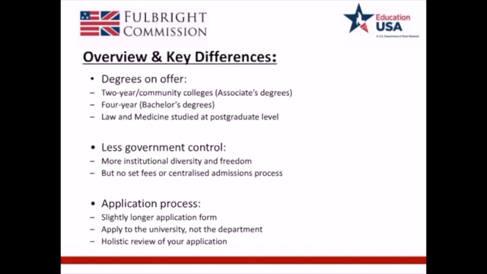It's also important to note several other key differences between the US and the UK. There are no government set fees, and there's no centralized admissions process like UCAS. And this does add to the challenge of researching applying to US universities. However, it also means US universities have the freedom to specialize as they wish and have a really individual identity. It's also important to note that you will be applying to the university rather than the department, and this shapes the overall tone and contents of your application. And furthermore, unlike in the UK, law and medicine are only studied at the postgraduate level.